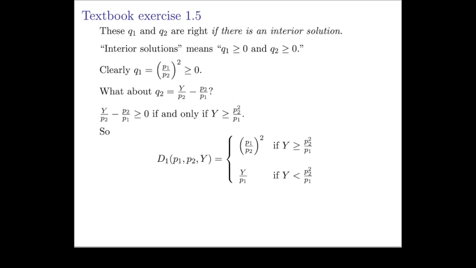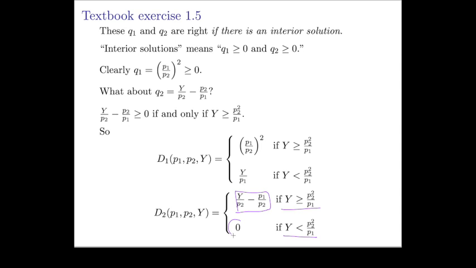So the demand for good 1 is going to be the Q1 that we found on the previous slides if we have an interior solution. So if Y is at least as big as P2 squared divided by P1. Otherwise, we just spend all of our money on good 1. Similarly, if we have an interior solution, then the demand for good 2 is going to be the quantity that we found on the previous slide. Or if we have a corner solution, then it's going to be 0.